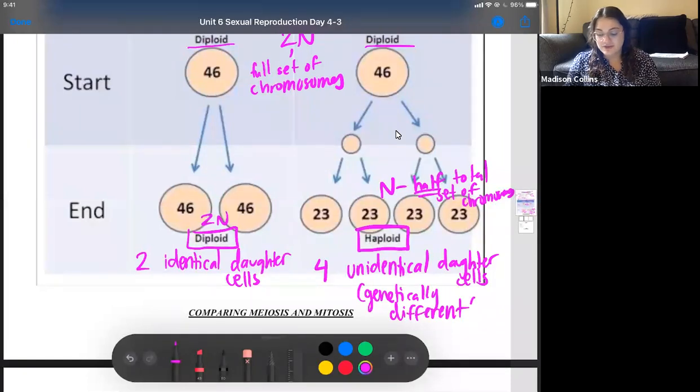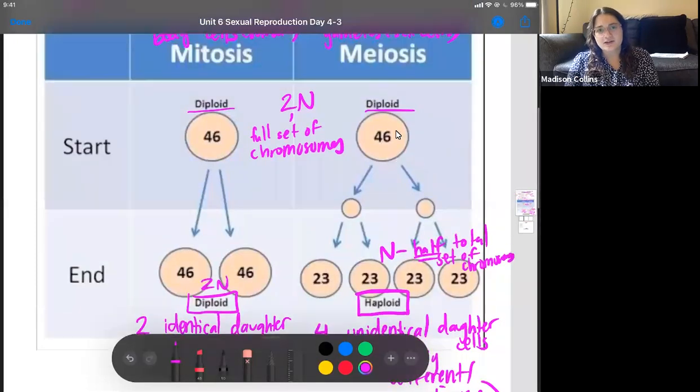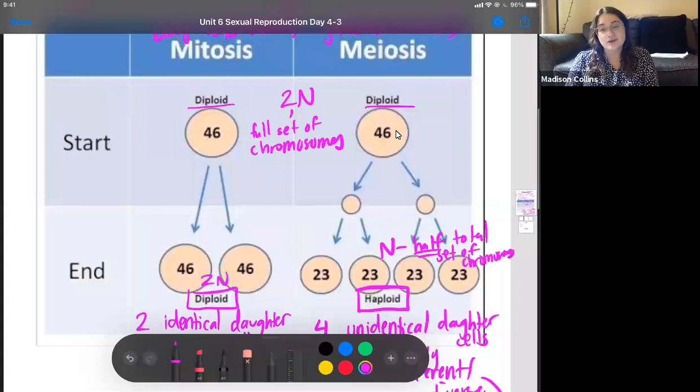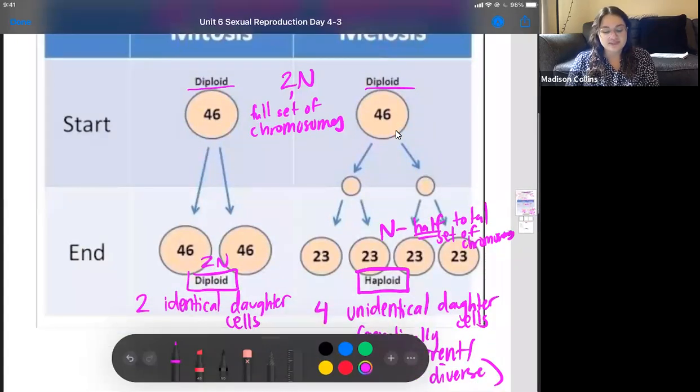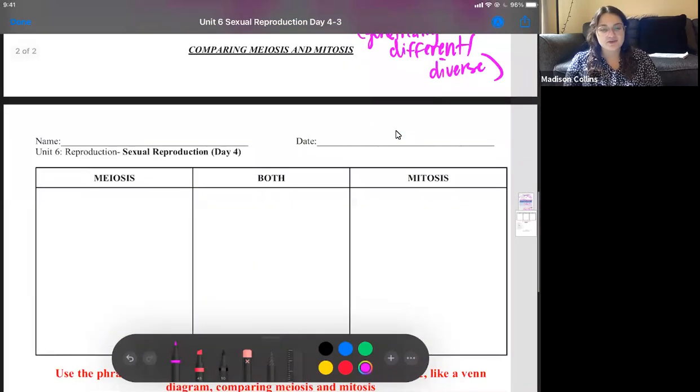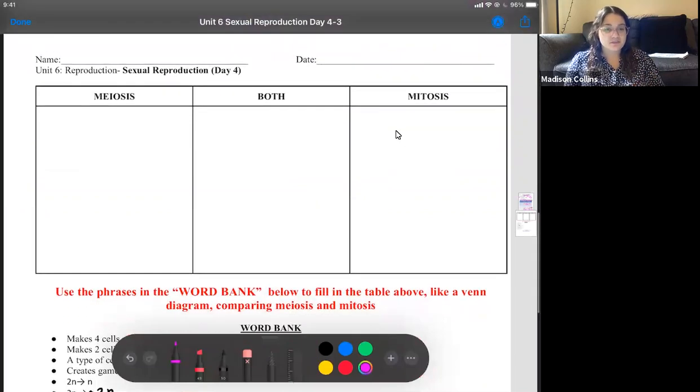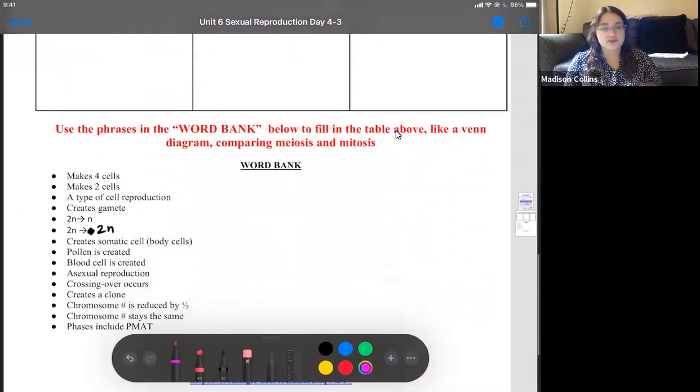Okay, and that is one of the main benefits of meiosis and sexual reproduction, because it leads to genetic diversity. So make sure you guys are comfortable with the starting and ending points of mitosis and meiosis. Make sure you know where they are similar and where they are different. That leads us to, we're going to be comparing mitosis and meiosis one last time today. But what we're going to do is, I provided you with a chart as well as a word bank of characteristics.